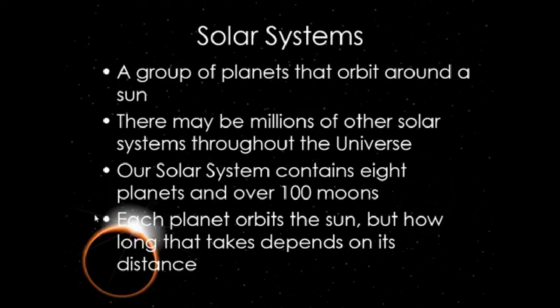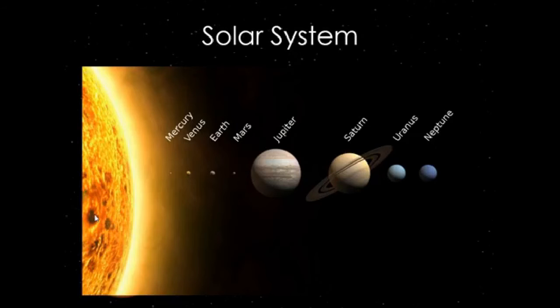Now, the first thing I'd like to do, though, is just show you a picture of our solar system. As you can see, we have the sun on the left-hand side. Then you have our 8 planets: Mercury, Venus, Earth, Mars, Jupiter, Saturn, Uranus, and Neptune. But have a look at that picture. What do you think is wrong with the image?